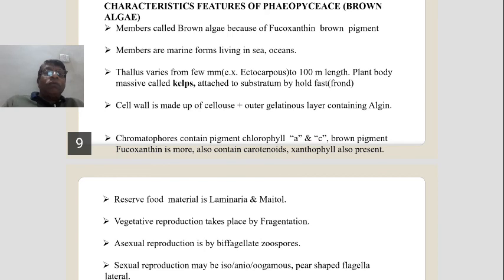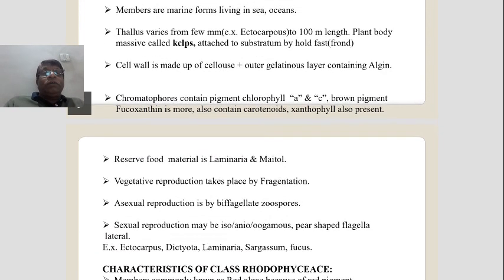Next, if we examine, the cell wall is made up of cellulose. Outside the cellulose layer, there is a gelatinous layer which contains a chemical called algin, economically important. Okay? Next, you shall see the chromatophores.